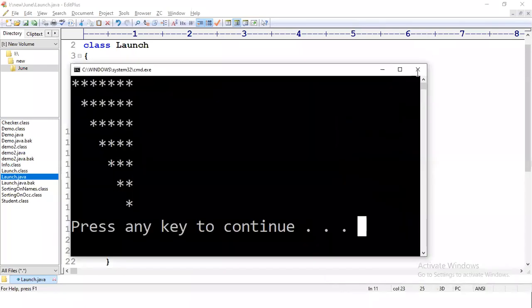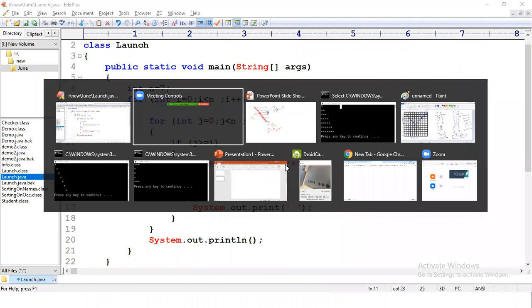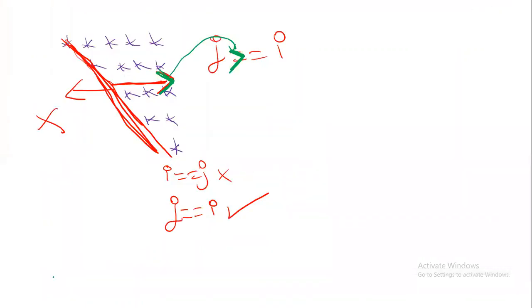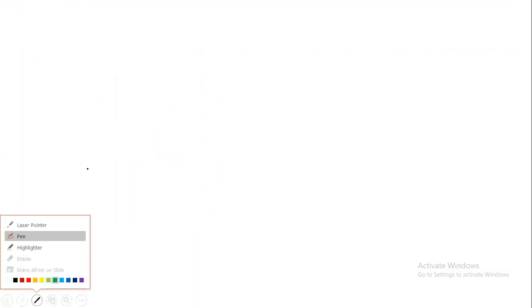Let's see. Next, which pattern? Let me draw a simple one now. I'll be changing the color to black. Maybe I want to draw one star pattern like this.